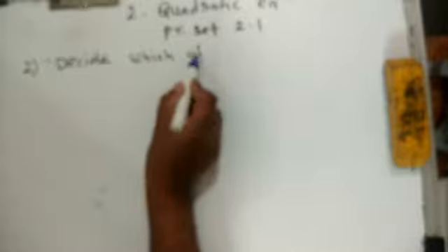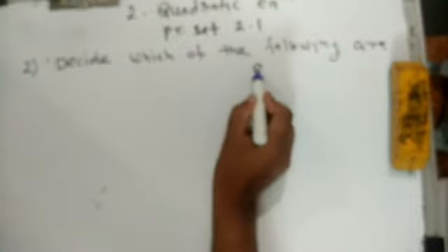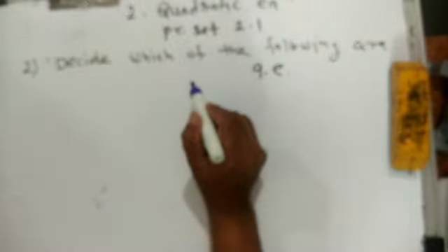decide which of the following are quadratic equations. Second question, decide which of the following are quadratic equations. First is x square plus 5x minus 2 is equal to 0.